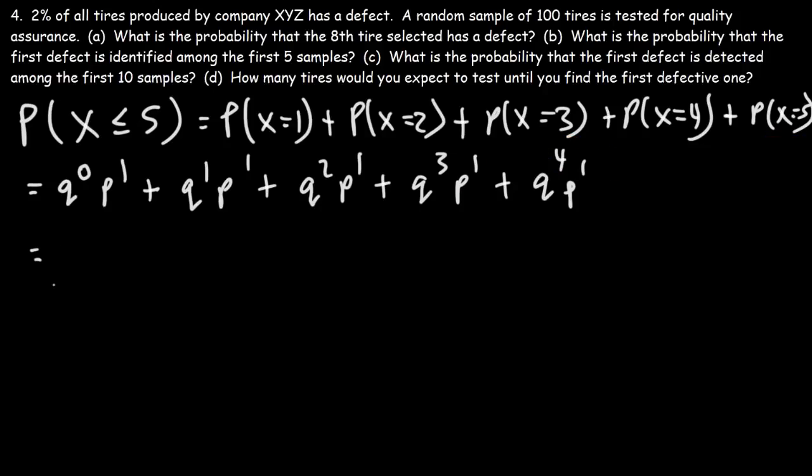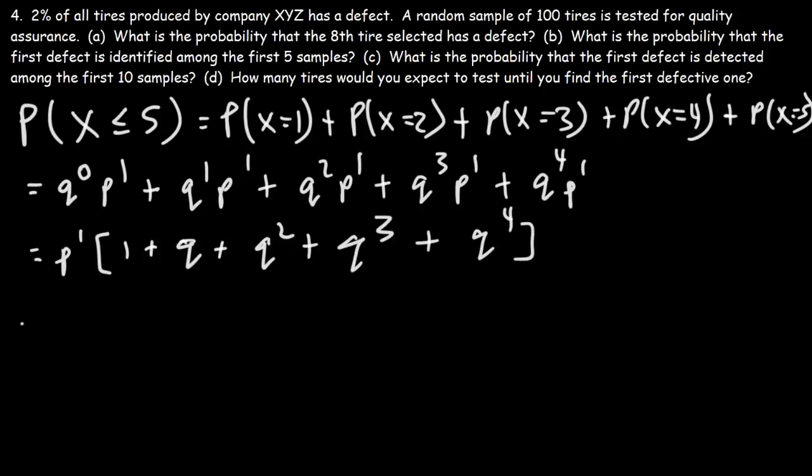So we already know what Q is. Q is equal to 0.98, and P is 0.02. Now, to make this easier, what I'm going to do is factor out P, since it doesn't change. Q to the first power is basically Q, so I'm going to have 1 plus Q plus Q squared plus Q to the 3rd plus Q to the 4th.